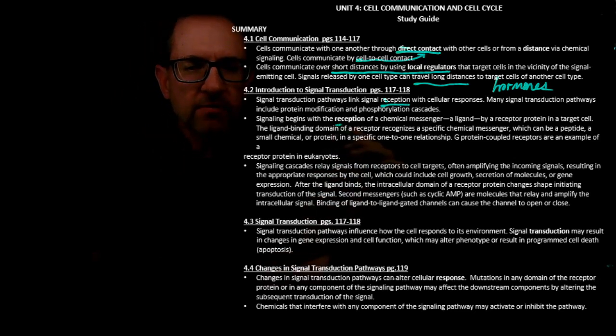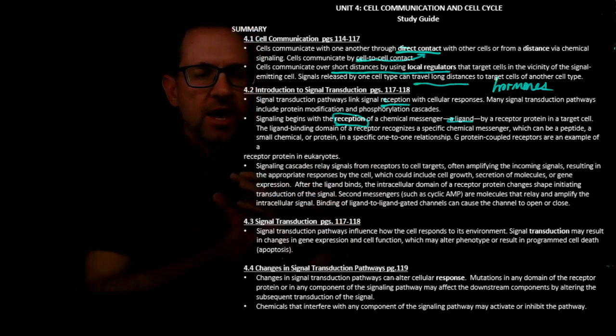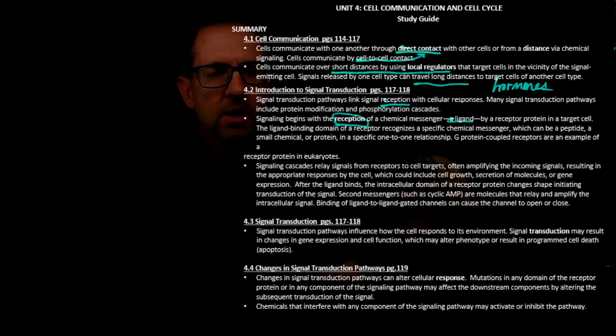It says the signal begins with reception. I think we already identified that. Okay, just make sure we know reception of a chemical messenger, usually in the form of a ligand. By a reception protein in the target cell, the ligand binding domain of the receptor recognizes this. Remember, it has to be like a hand and glove fit, a lock and key, which can be a peptide, small chemical, or protein, a specific one-to-one relationship. It's very specific. An example of this would be a G protein coupled receptor, a receptor protein in eukaryotes.